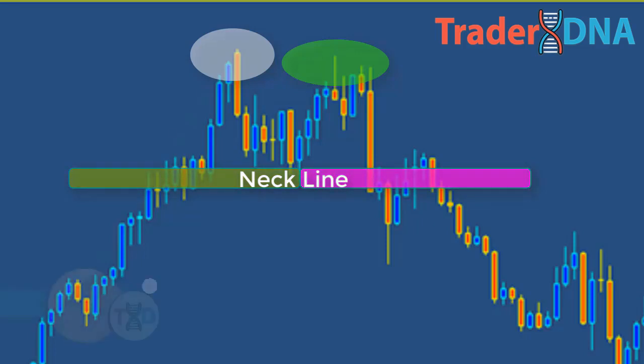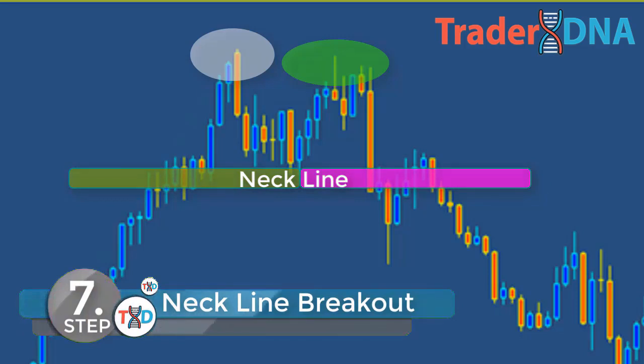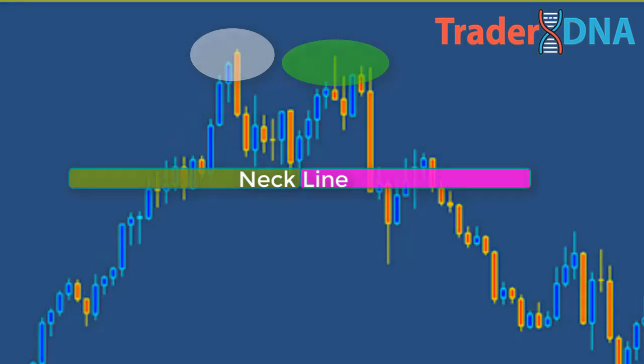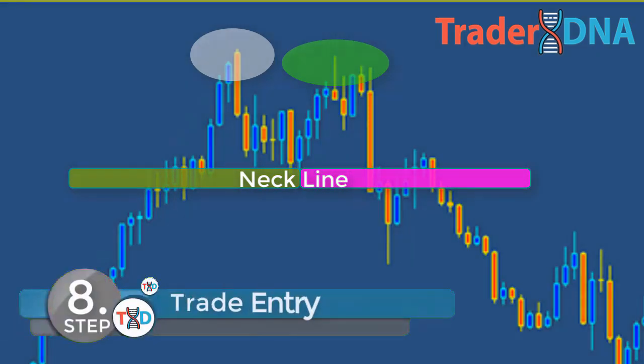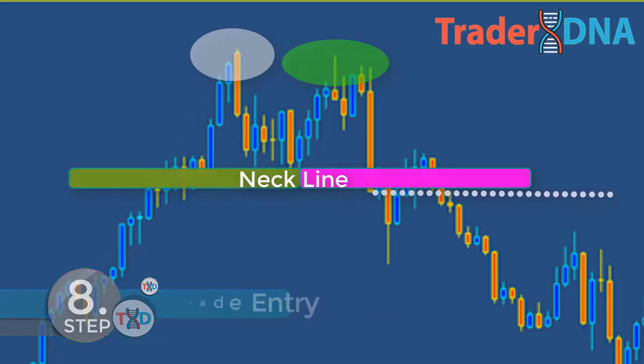Step 7. Neckline breakout. The next step is to confirm the validity of the pattern. If the price action closes a candle below the neckline, we confirm the validity of the formation. Step 8. Trade entry. Since you have a confirmed double top pattern on the chart, you now have the go-ahead signal to enter a position. For the double top, you would open a short, bearish trade.